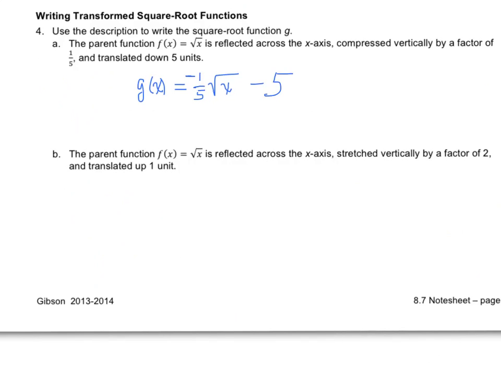When we look at the next one, we're still working with that same parent function, f of x equals square root of x.